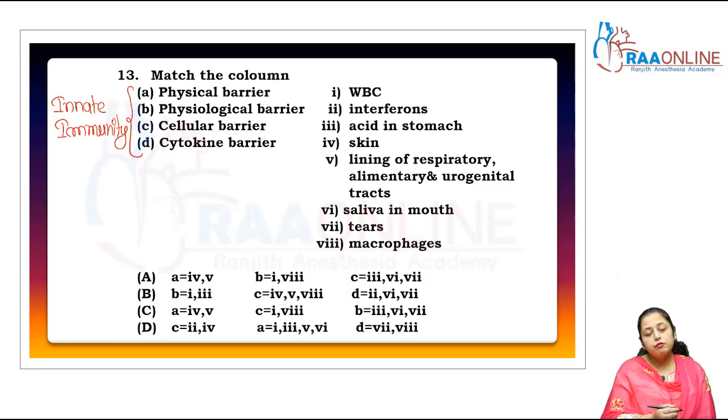So that is the first one. The skin is the first line of defense of our body, and it cannot permit the entry of any foreign pathogen. Physiological barrier means by the functioning, that is by the secretion of HCl, right, and by enzymatic action like the lysozyme. Cellular barriers are those in which cells are involved, right, and then cytokine barriers. So these are the innate immunity, right, inborn immunity. Now come to the match the columns.